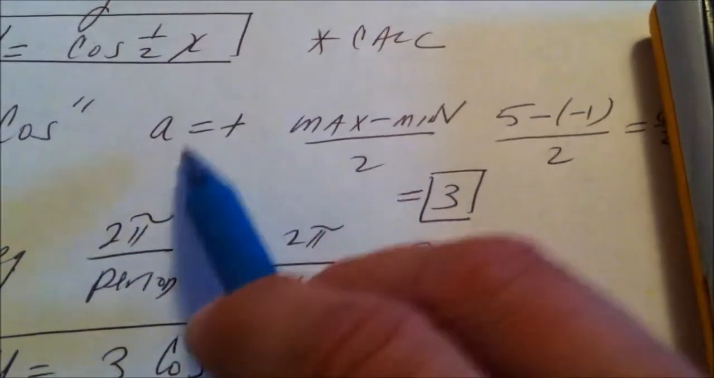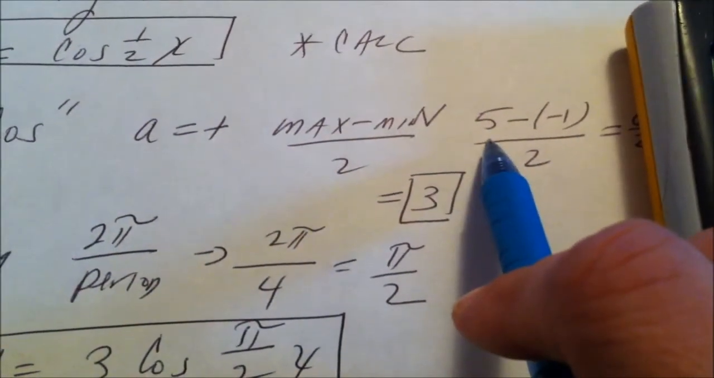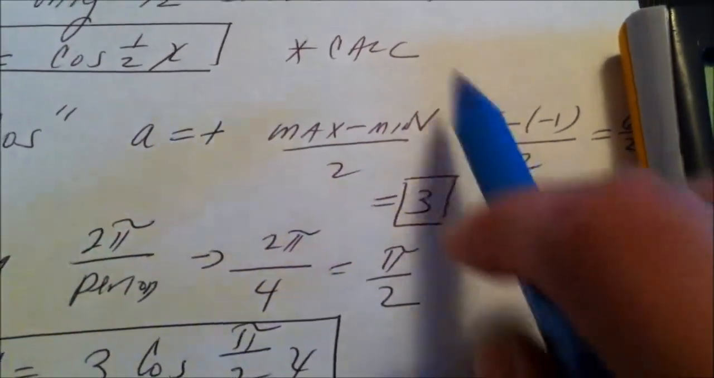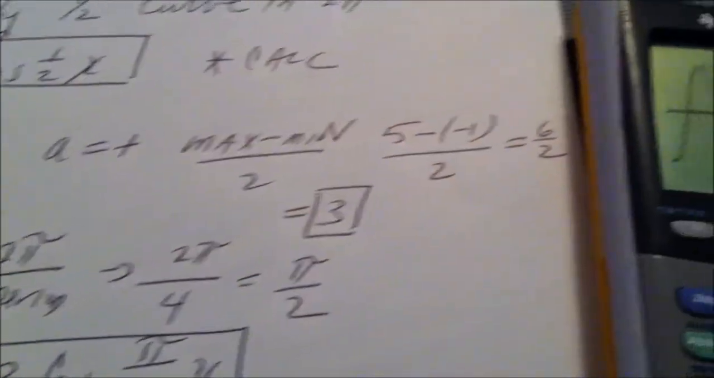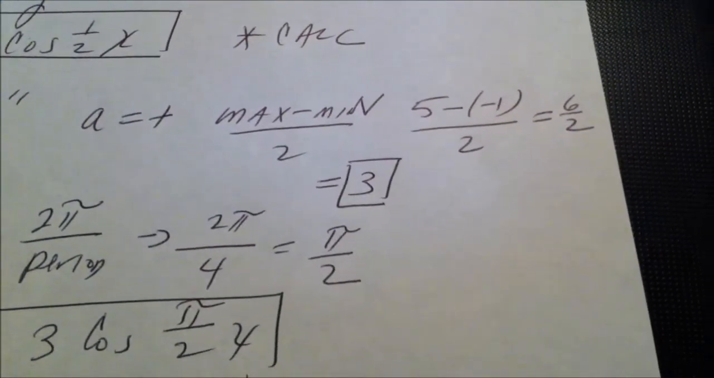I'm going to use our formula to find it. It's max minus min divided by 2. The maximum point was 5, and the minimum point, going up and down, is negative 1. So we get 6 divided by 2, which makes A equal to 3. So we have our A.